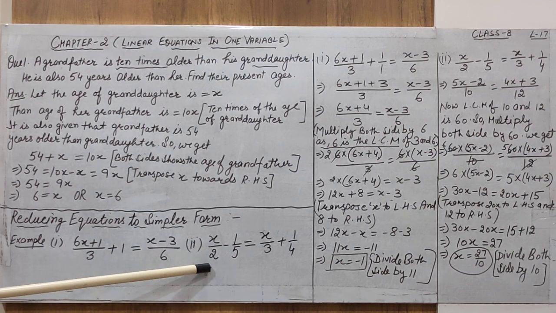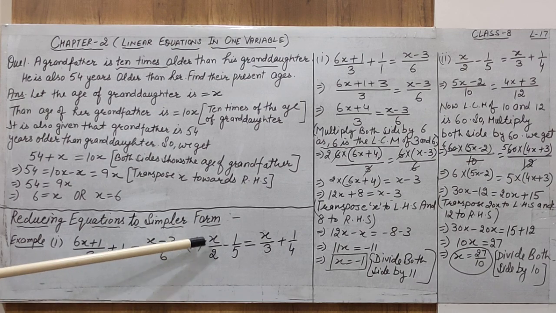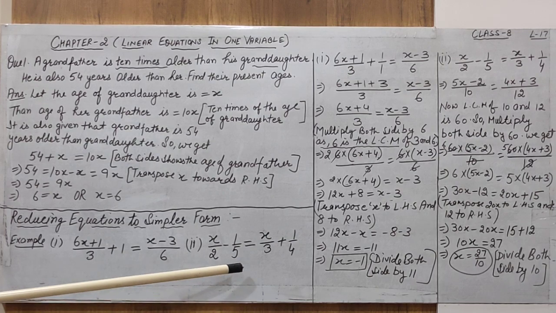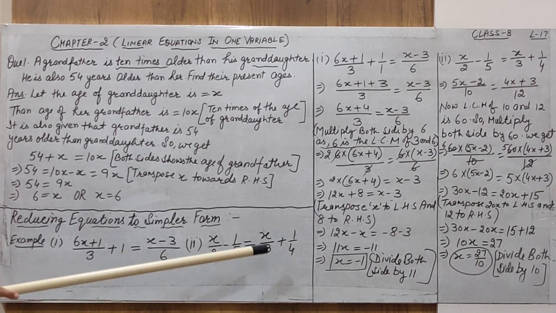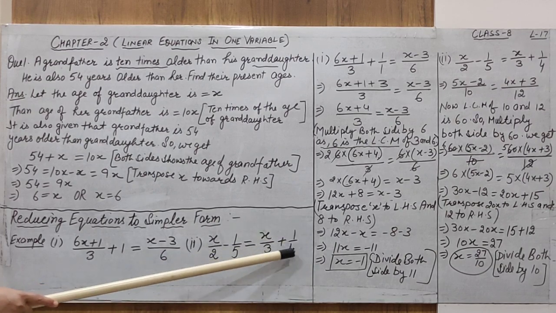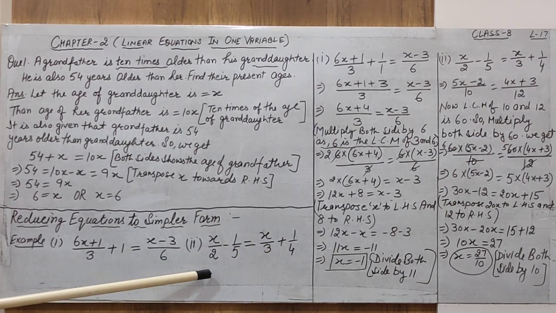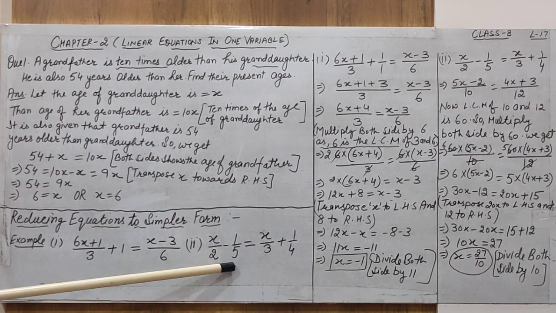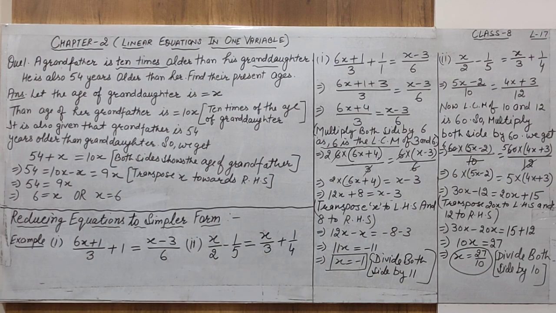Alright, but in the second question what happened? x is divided by 2 and the constant 1 is divided by 5. Alright, these are rational numbers. So x is divided by 3 in the right hand side, plus 1 is divided by 4. All the denominators are different. See, the denominators 2, 5, 3 and 4 are used. 2 and 5 in the left hand side and 3 and 4 in the right hand side.